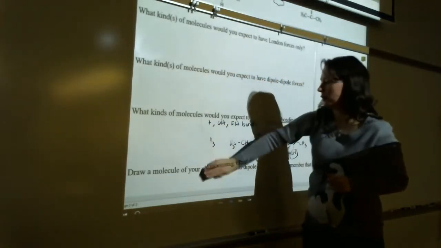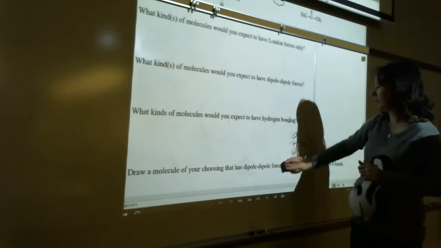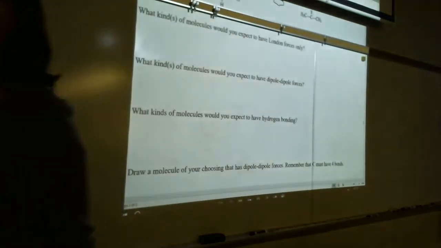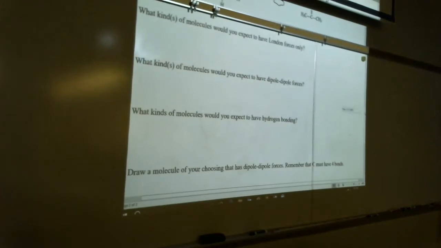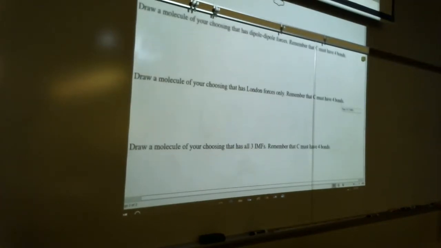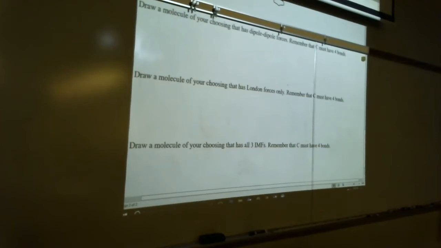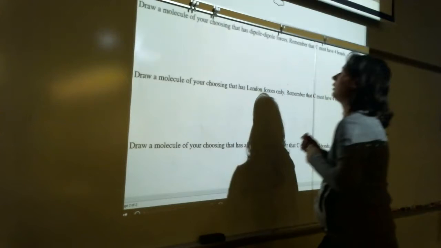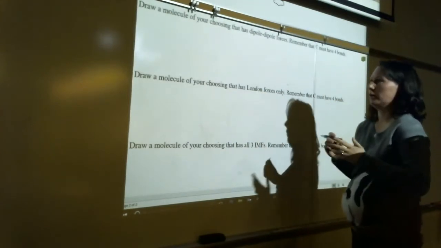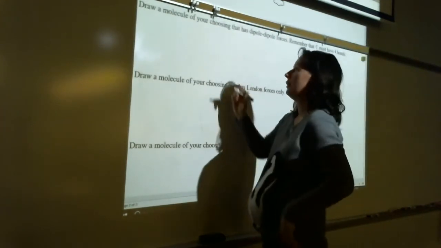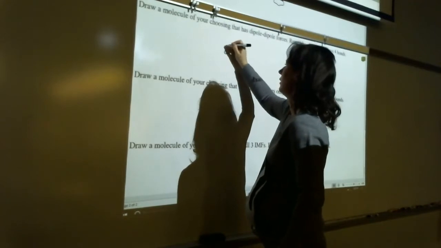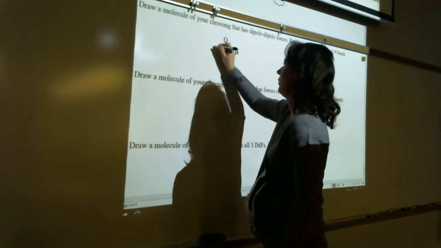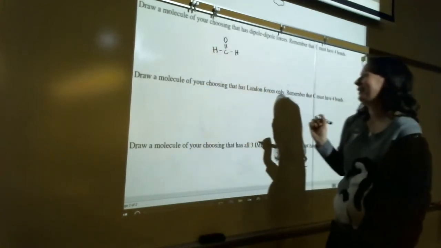All right. Now for the drawings, you just need to apply these rules and then make sure that your answer actually is something that exists, because carbon must have 4 bonds. So a dipole-dipole. What did you draw? What does your chain look like? I made a double bond with an O, and 2 H's. That works. That's the simplest carbonyl you can have.